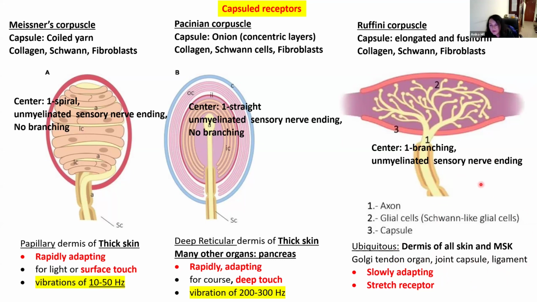And I can explain to you with common sense that the slow adaptation is directly related to the fact that it is not one single nerve that is picking up the sensation or stimulus from the outside world, but many little branches picking up. So therefore, it can monitor the stimuli for a longer time. Therefore, it is slowly adapting. And this guy in the Golgi tendon organ is a stretch receptor.